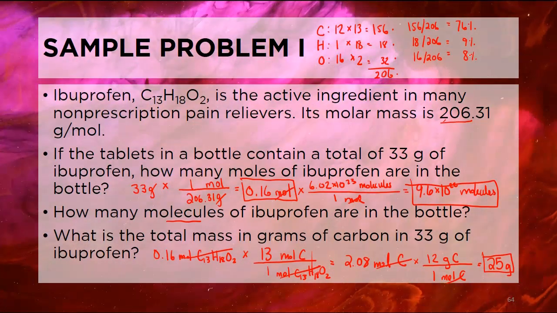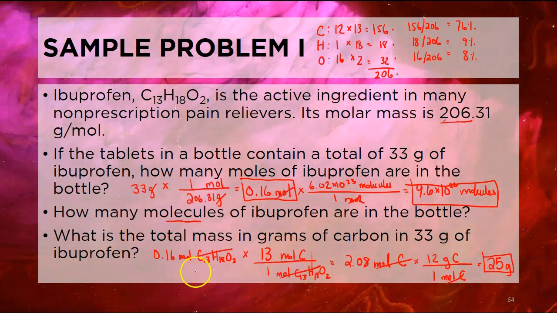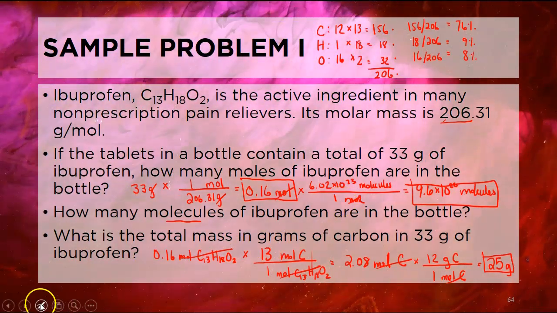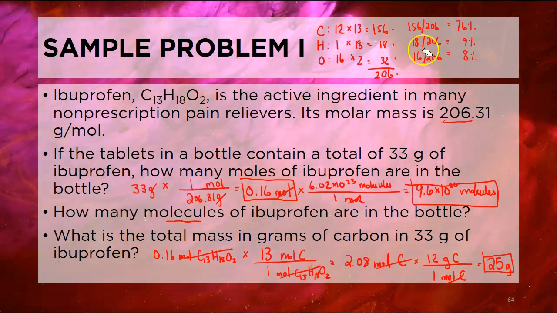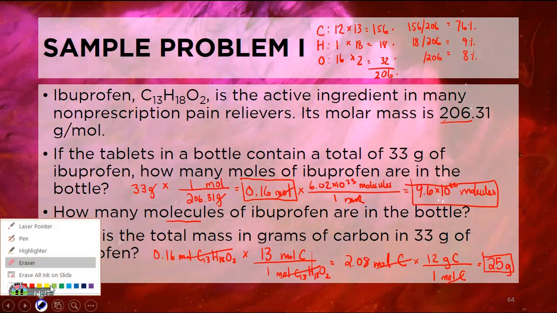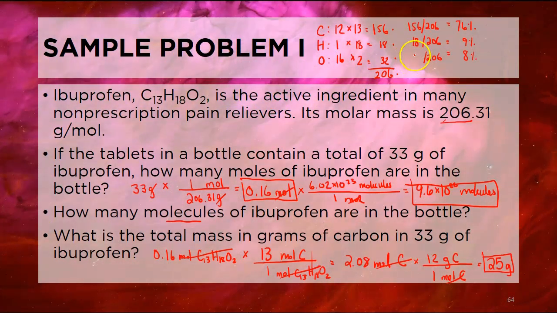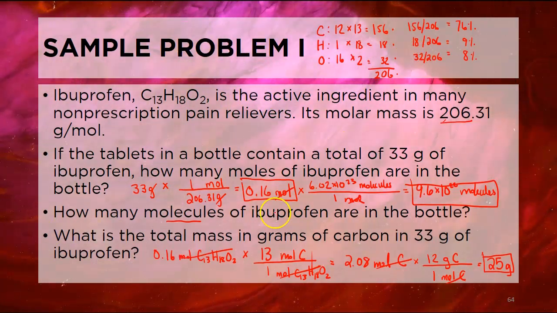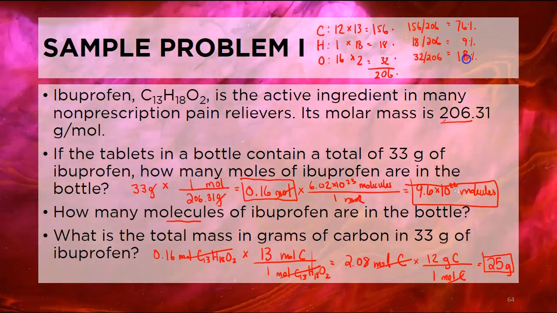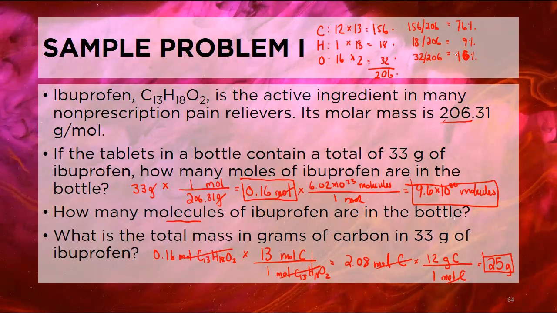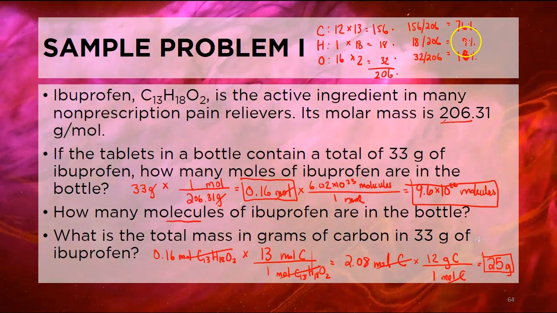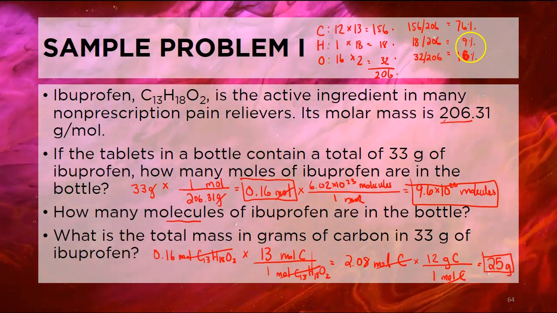No, something's off. Oh, I did 16 instead of 32. Man, I'm messing up all over the place today. We haven't done math and calculations in a little while. So 32 out of 206 should then be 16%, which should add up. Like I said, this is closer to 8%. It adds up to about 100.